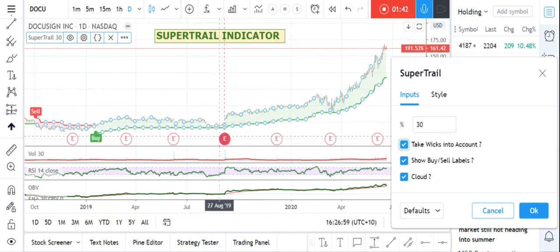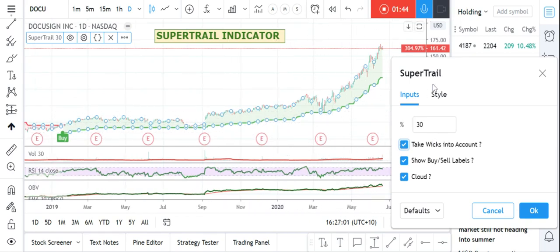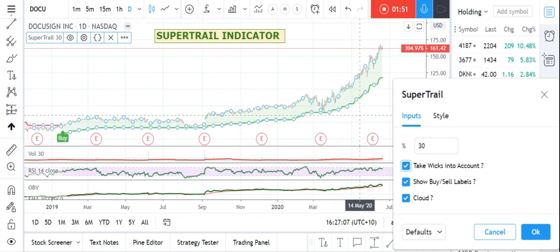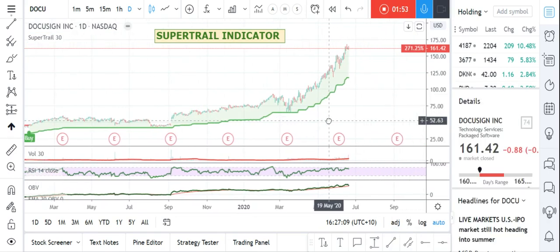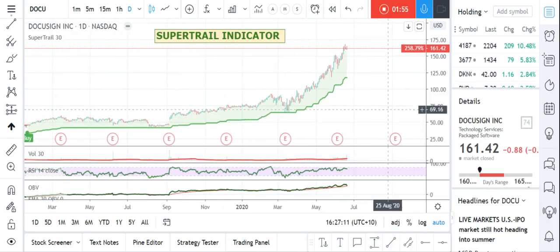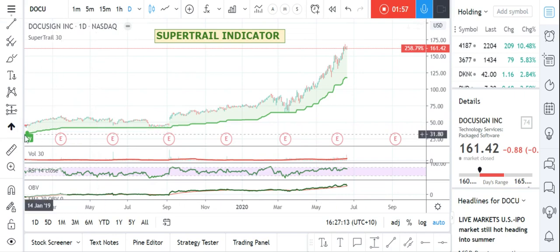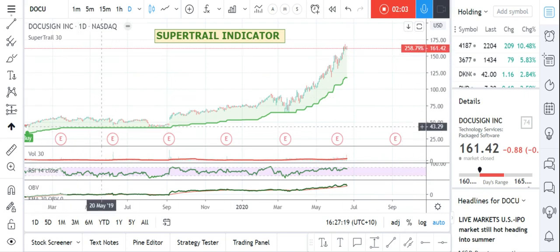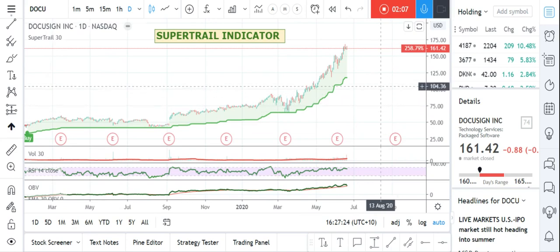At the moment, I can see that if I had bought DocuSign around the start of January this year, if I move that across a bit, where it tells me where I should buy it, for a 30% trail I would have had roughly a 260% gain on that stock since the indicator told me to start looking at this particular stock.